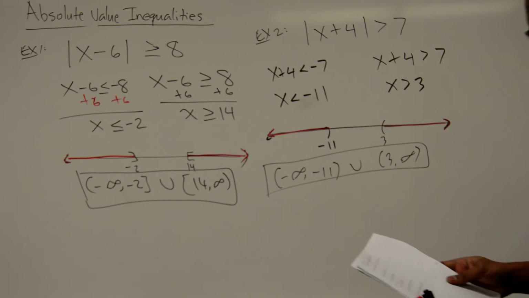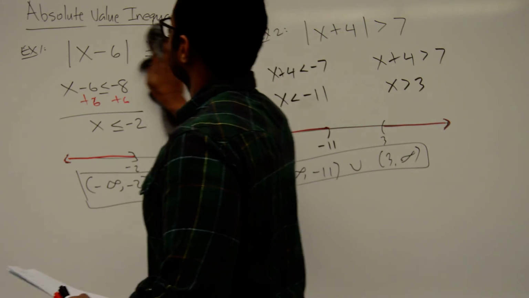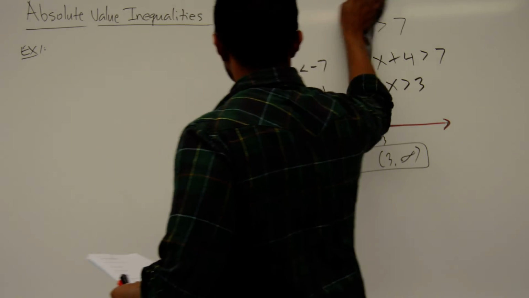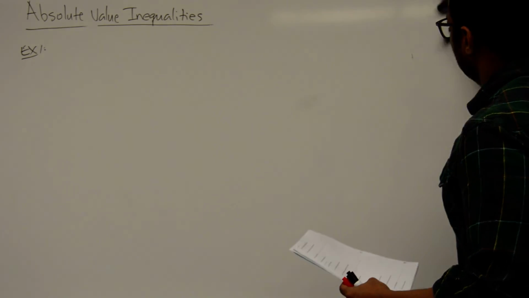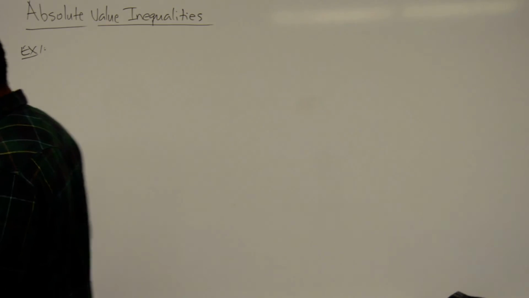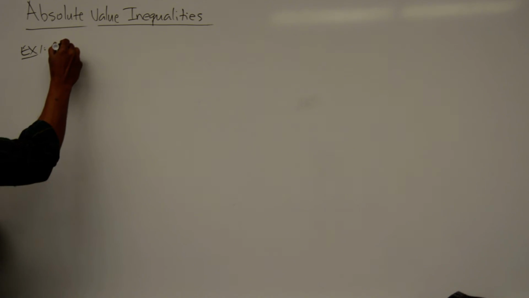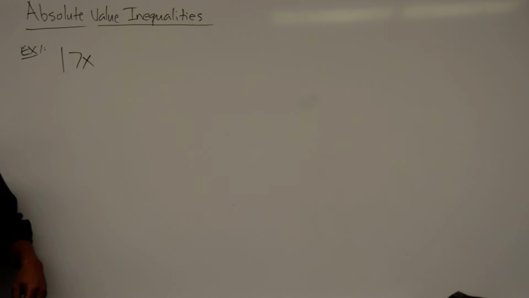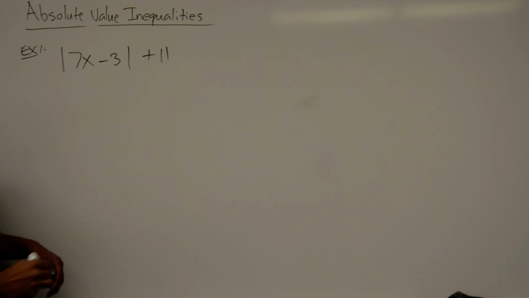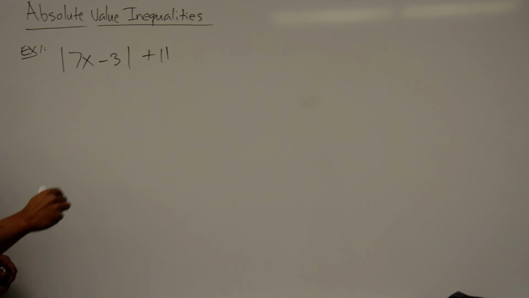All right, a couple more examples. Next example, it's similar, but the additional step here is that we're going to have to isolate the absolute value. So here's what we have. We got the absolute value of 7x minus 3 plus 11, and that is greater than or equal to 29.